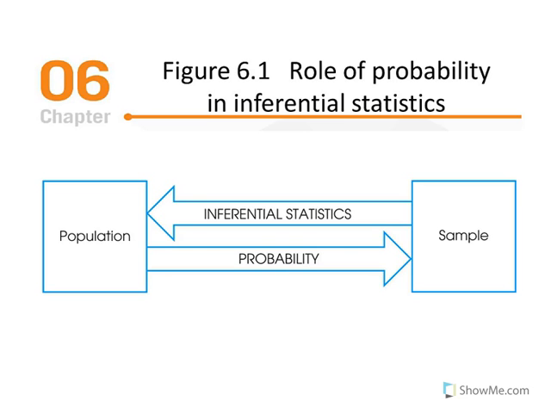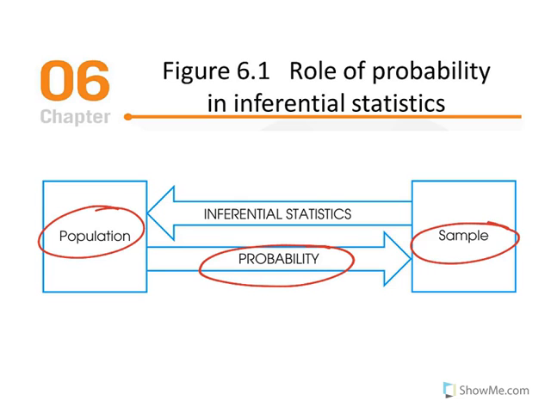So again, here's a visual illustration of what we are now engaging in. So we begin with a question about the population here, and then we speak in terms of probability when we look at the sample, and we draw conclusions about the population using inferential statistics to answer a particular research question. So essentially what we end up doing when we administer treatment to the sample, we ask ourselves the following question.